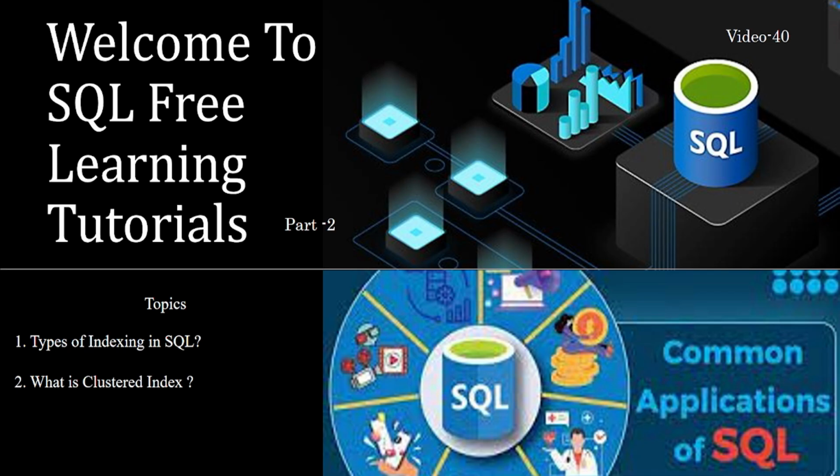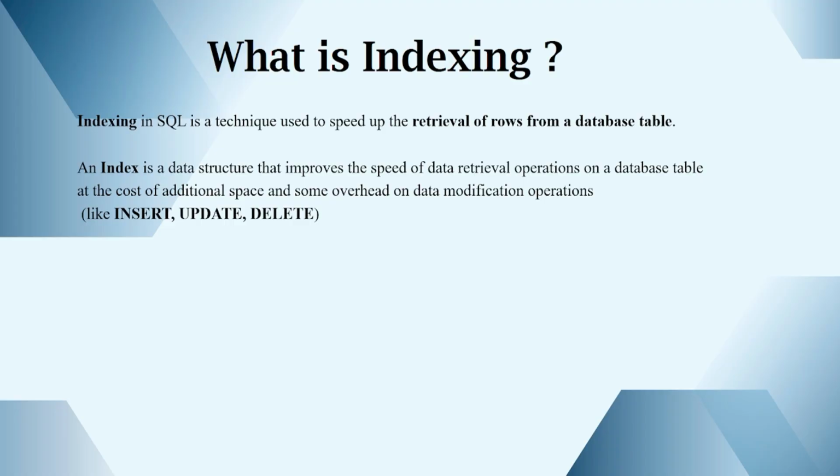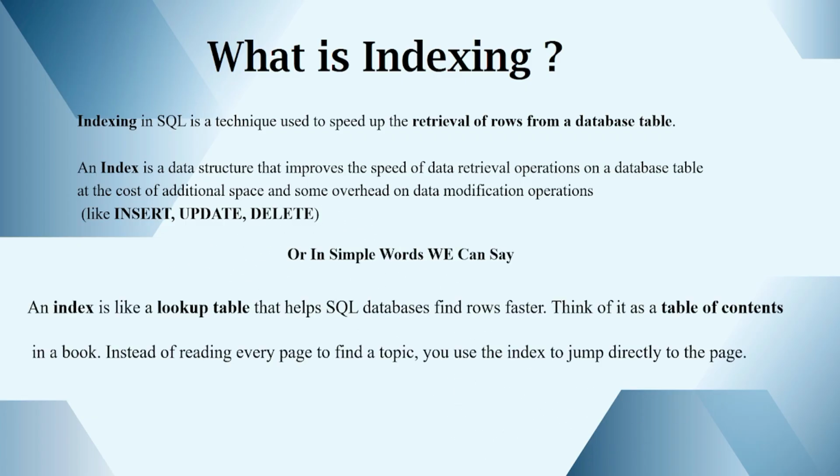In the previous tutorial, we studied indexing and how indexing works in SQL. So let's make a quick revision of the indexing definition. Indexing in SQL is a technique used to speed up the retrieval of rows from a database table. Indexing is like a lookup table that helps the SQL database find rows faster, just like a table of contents in a book. So indexing speeds up retrieval operations.